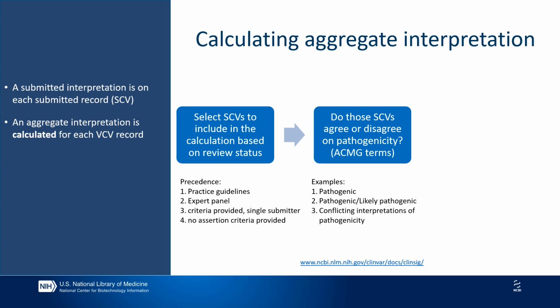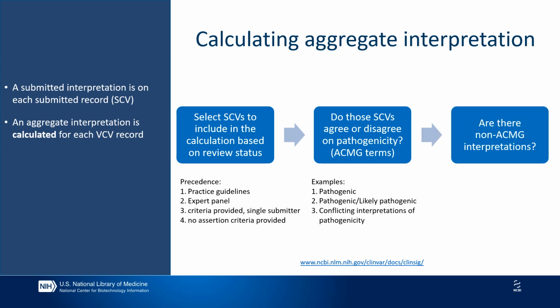So ClinVar also has other terms for interpretation other than the ACMG terms. So then there's a final step to ask, are there non-ACMG interpretations for this variant as well? And if there are, we just list those out. These are also not considered conflicts. So for example, a variant may be reported as pathogenic and also being involved in a drug response, or a variant may be interpreted as both pathogenic and likely pathogenic for some diseases, but also determined to be a risk factor. So more information about how we calculate ClinSig and how it can be submitted to us is available online at this link.